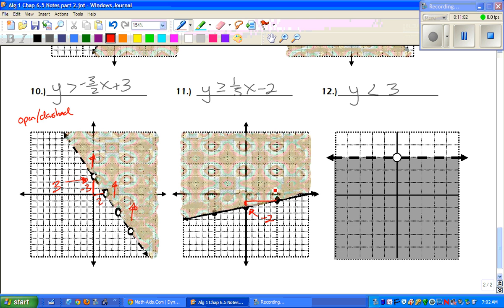There's negative 2 y-intercept. It's a solid line. And once again, they shaded above. Right. And for number 12, this is a horizontal line. It's dashed, and they shaded below. And that's how we got all the symbols in the equation.